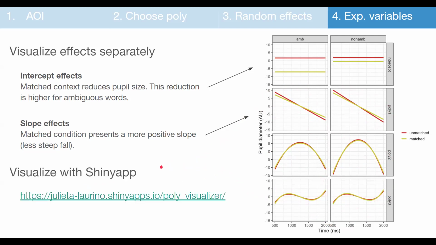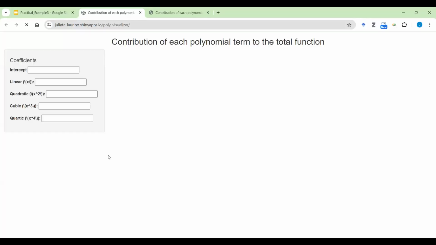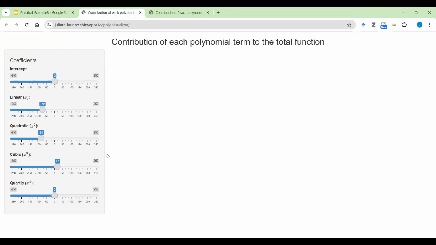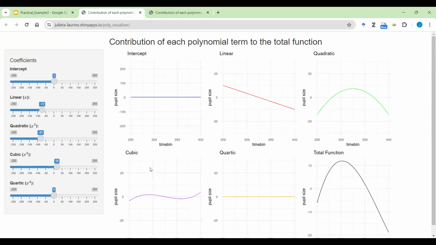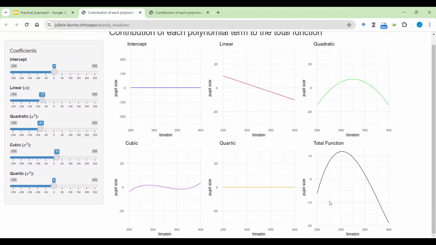Another way to play with this is with this Shiny app, in which I will upload the code if you want to, so if you want to play and change it. But basically, by default, it starts with the coefficients of my model. So that's why what you see in the total function is very similar to the response that I had for the pupil size.